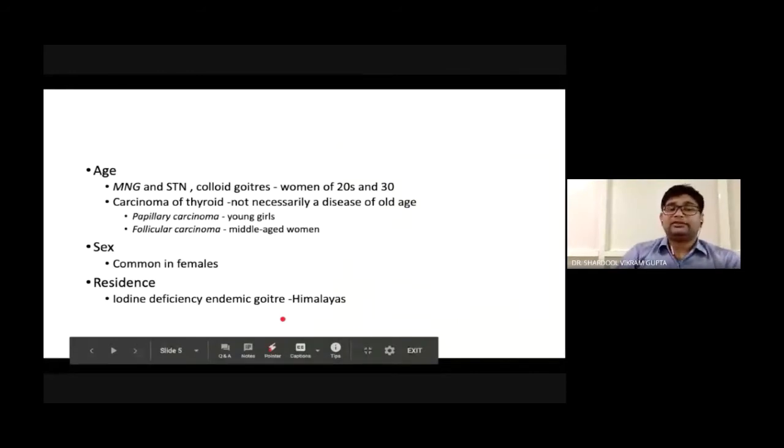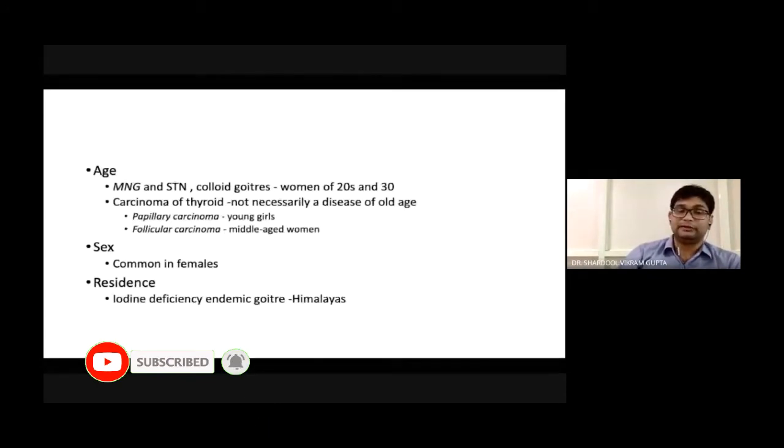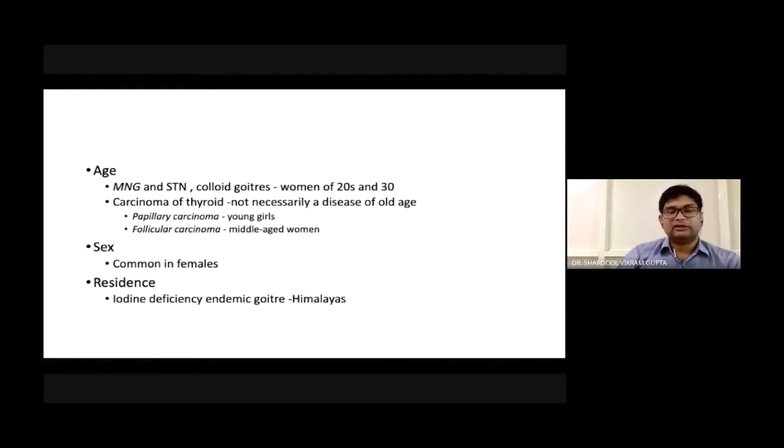In a thyroid case, you should ask about the age of the patient, because multinodular goiter, solitary thyroid nodule, and colloid goiters are usually found in women in their 20s to 30s. There is a peculiarity in thyroid carcinoma, that it is not necessarily a disease of old age. Even papillary carcinoma occurs in young girls, and follicular carcinoma occurs in middle-aged women. You should take history of gender because thyroid disorders are common in females, and residence, because iodine deficiency endemic goiter is present in hilly areas like the Himalayas in India.